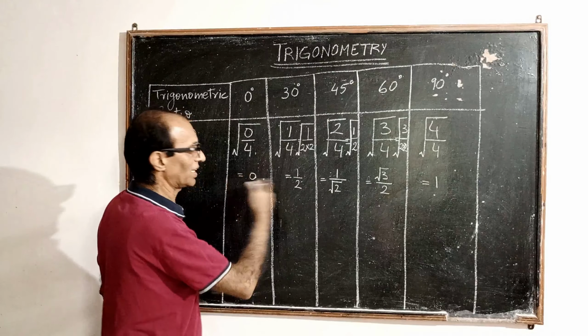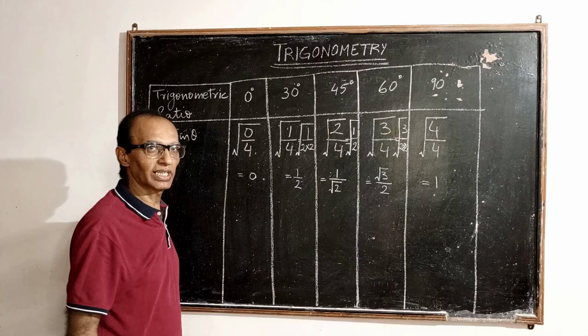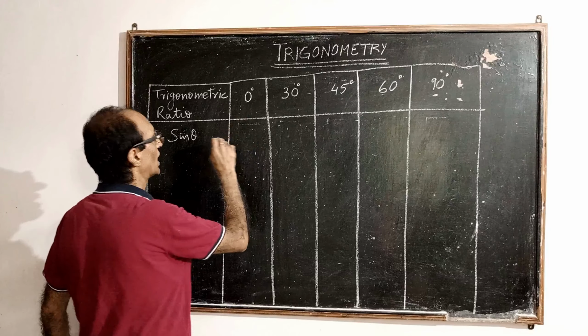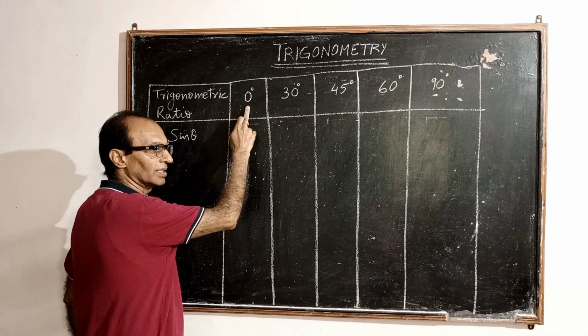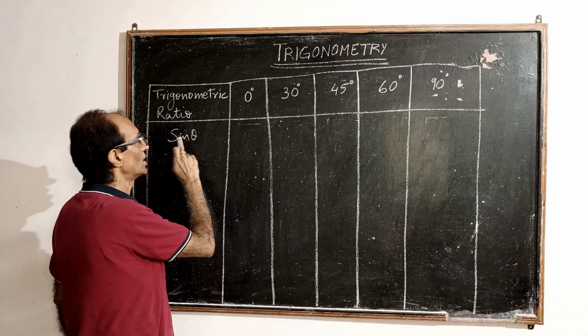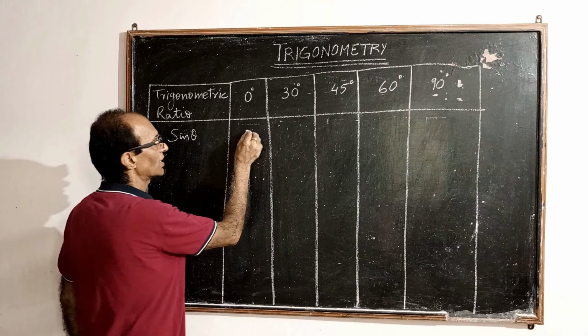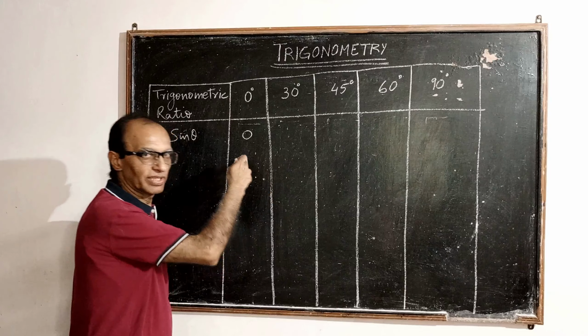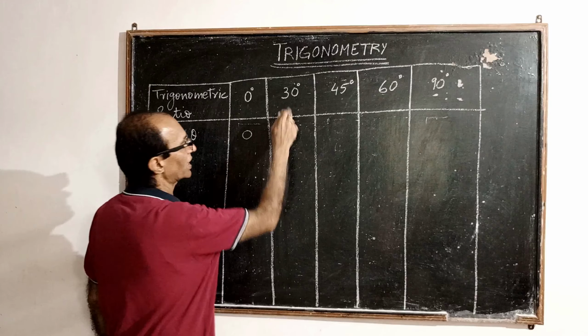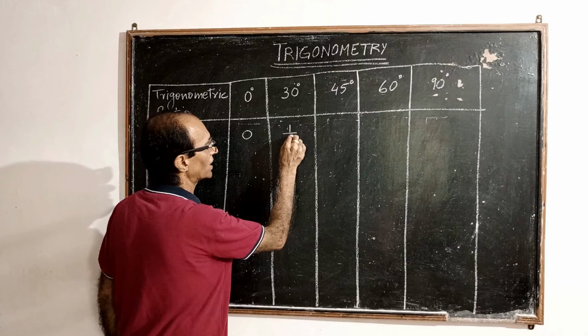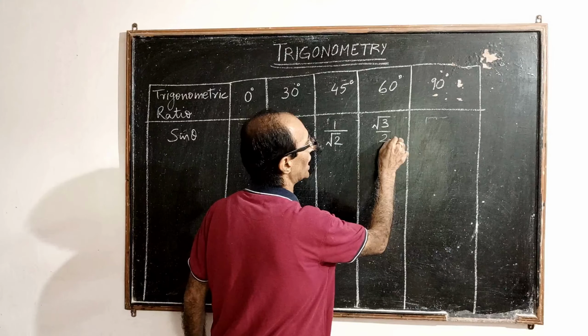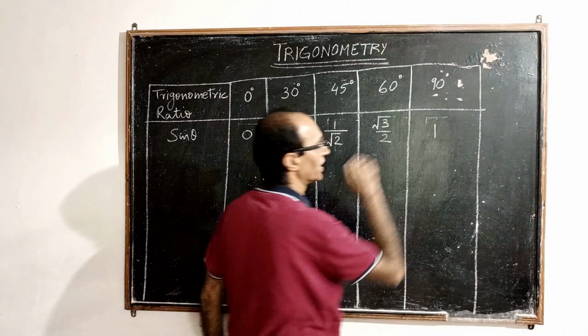So here we are having these values for sine theta. That means this is the value of theta. That is, if we are working out sine of 0 degrees, it will be 0. We have just worked it out. Sine 30 degrees is 1 divided by 2. Sine 45 degrees is 1 divided by square root 2. Sine 60 degrees is under root 3 divided by 2. And sine 90 degrees is 1.